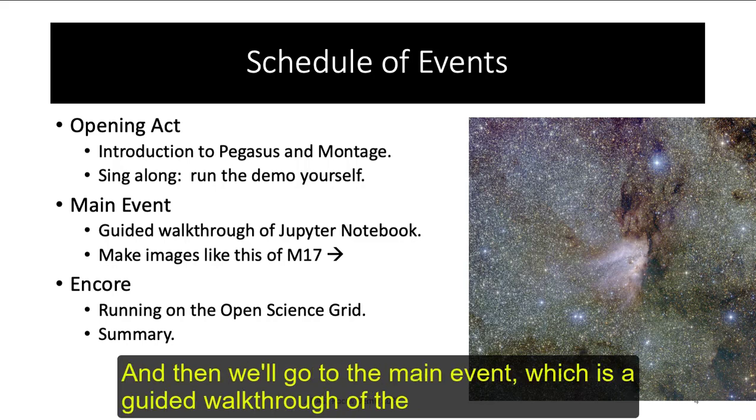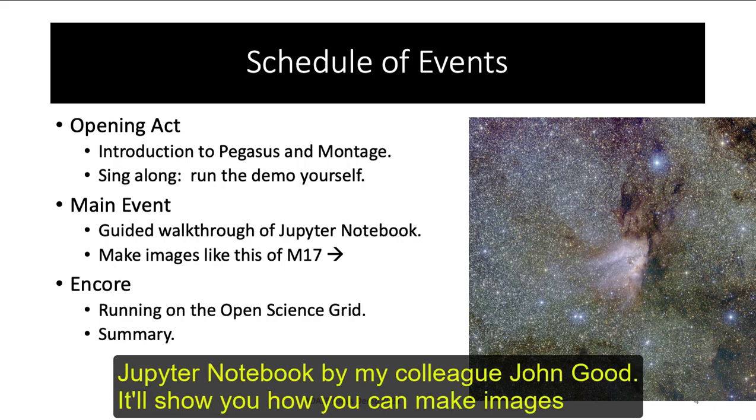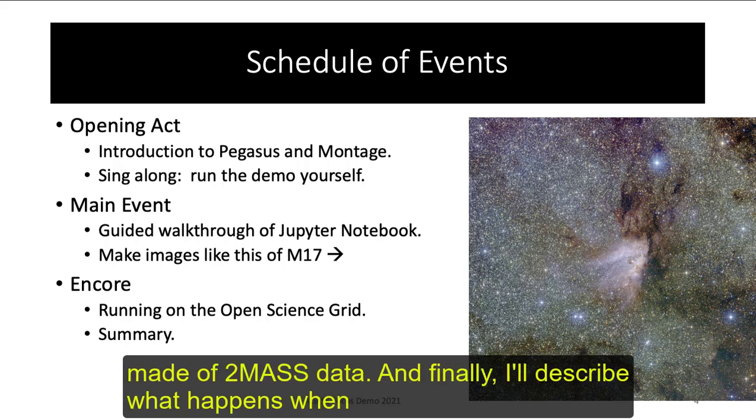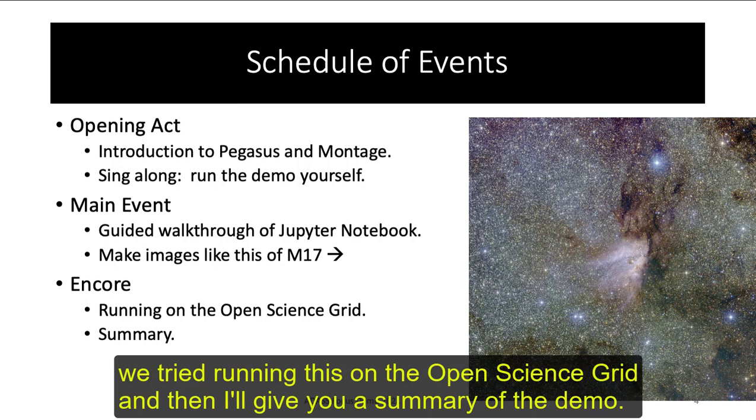And then we'll go to the main event, which is a guided walkthrough of the Jupyter Notebook by my colleague John Good. It'll show you how you can make images like this one on the right of M17, which is a 3-color mosaic made of 2MASS data. And finally, I'll describe what happens when we tried running this on the Open Science Grid, and then I'll give you a summary of the demo.